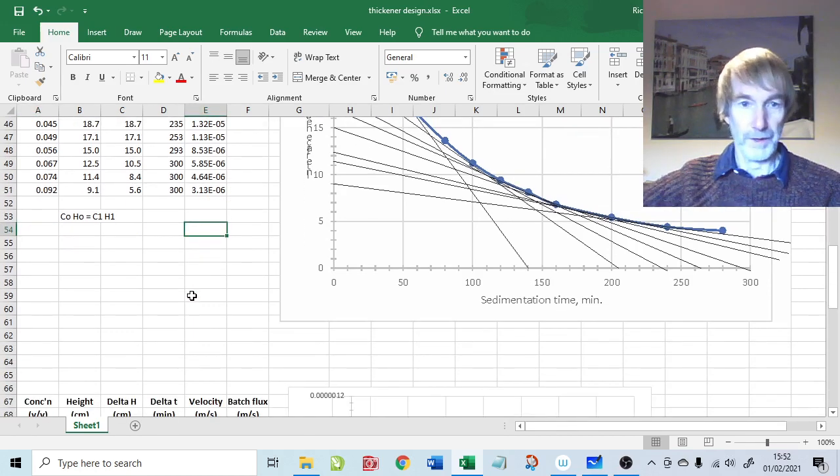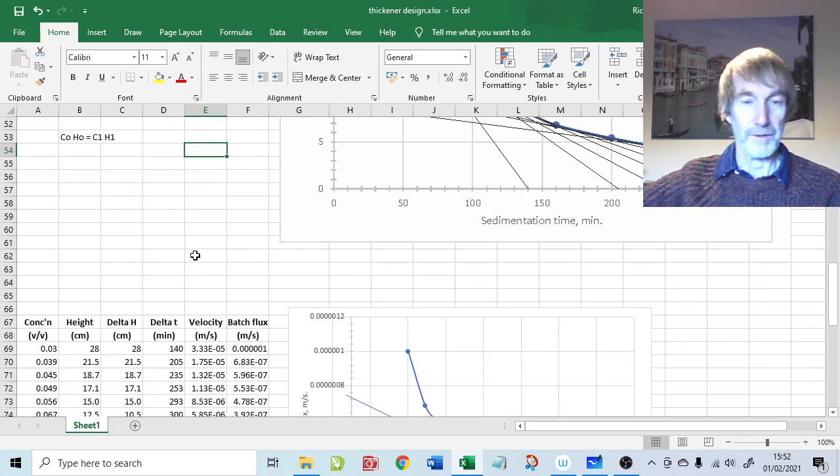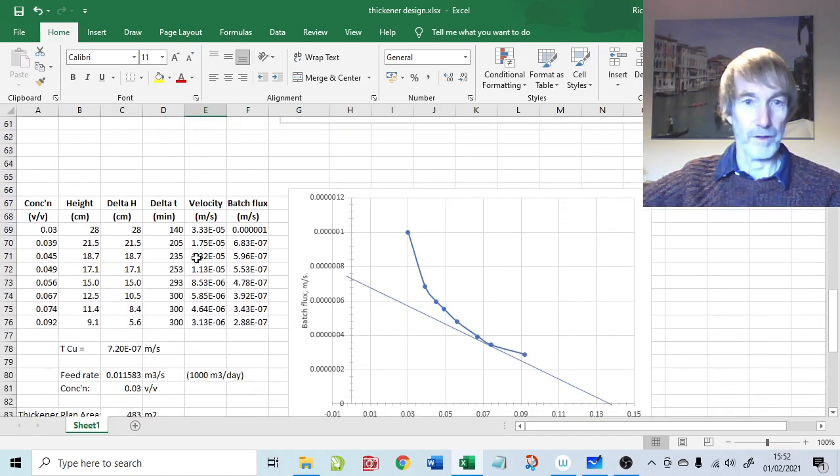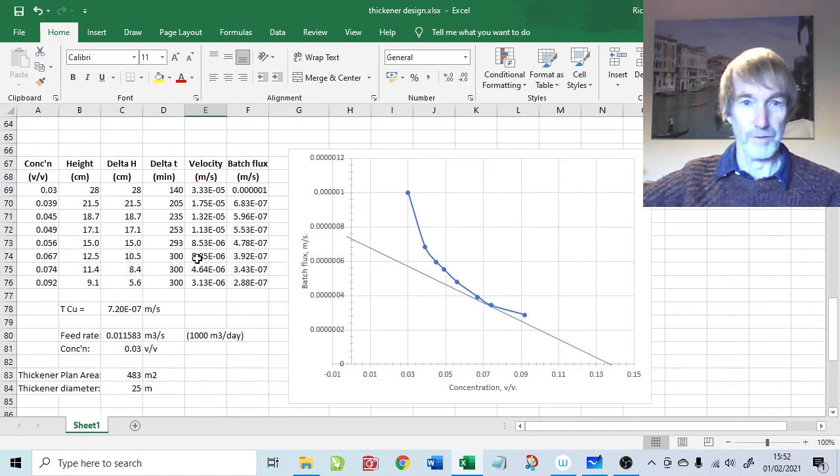Okay, so having done that, the next part of the process is to draw the batch flux curve. Batch flux is simply the settling velocity times the solids concentration. Now that will have units of meters cubed per second. If you were to multiply by the area, the plan area of the thickener, that would be meters cubed per second. Multiplied by the density, that would be kilograms per second.